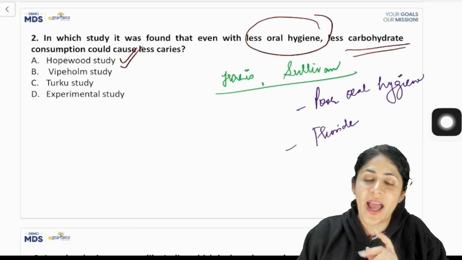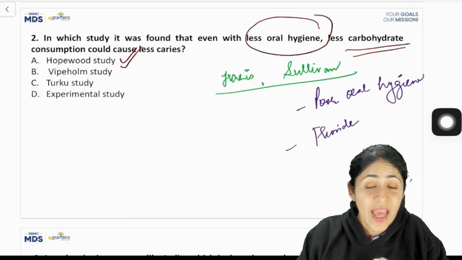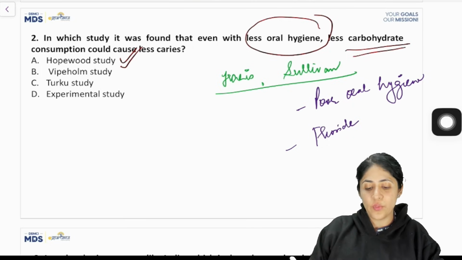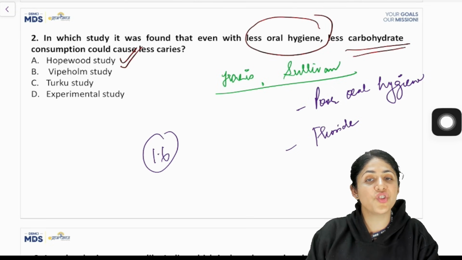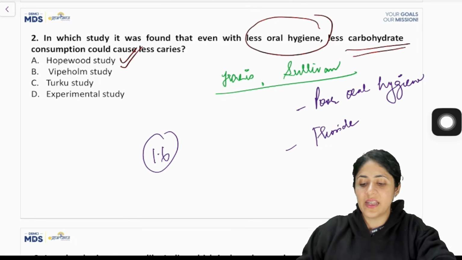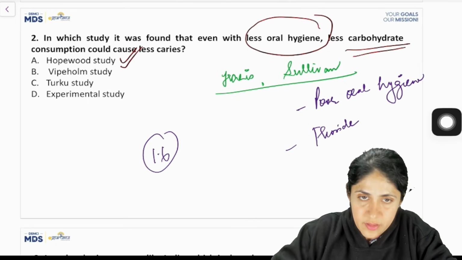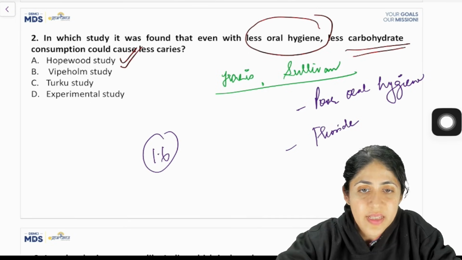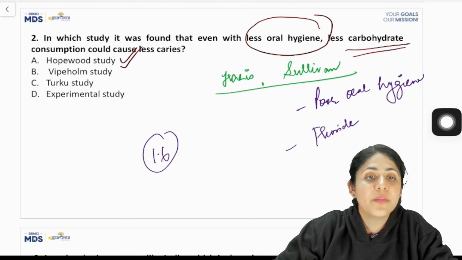At the end of the study, 53% of the subjects were free from caries, and the mean DMFT of the 13-year-olds was 1.6. However, the corresponding figure for the general population was 10.7. So this study said that if the diet is restricted, caries can be prevented. Even if oral hygiene is compromised, because of the Spartan diet, caries can be prevented.